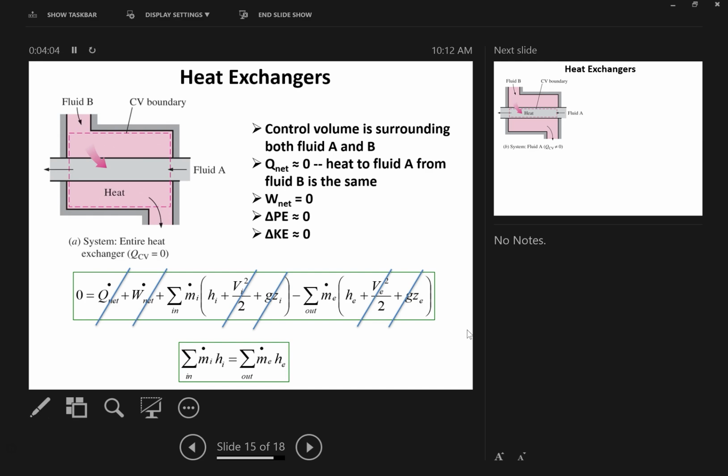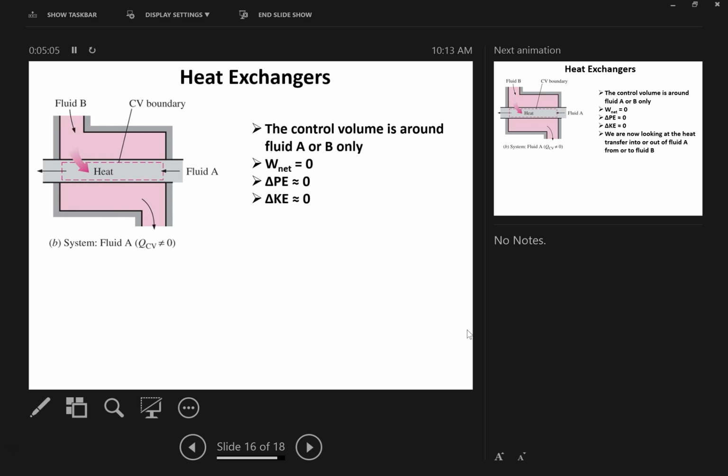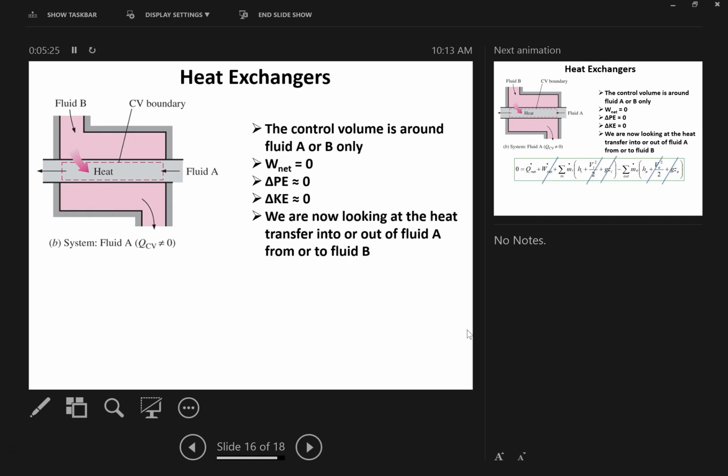What do you think the next setup is going to be? Same control, same system, but if you want to know how much heat transfer is either being lost or gained, what do you need to do? Make it only fluid A. Exactly. Or you can make it fluid B. Yep. Let's just look at fluid A. In that case, there is no mechanical work. The change in potential, if we pick points 1 and 2 at the same horizontal, they're gone. And because this is the same size pipe, the velocities are the same, so there's no change in kinetic. So here we're looking at the heat transfer into or out of A from or to B, okay?